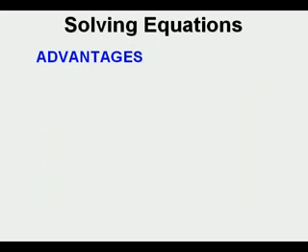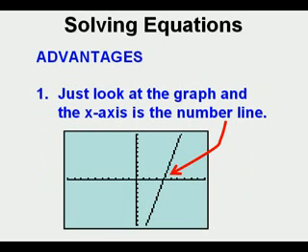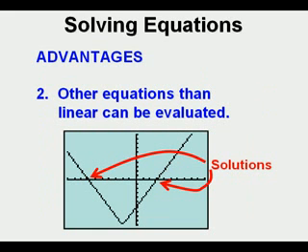With all the different ways of solving equations, let's look at some advantages of solving problems this way, which is solving one side of the equation for 0, then graphing. When the line crosses the x-axis, that is the answer. Other equations besides linear equations can be evaluated using this method. For instance, this is an absolute value equation with two solutions that appear along the x-axis on a number line. Or even a quadratic equation can show 1, 2, or no solutions using this method.